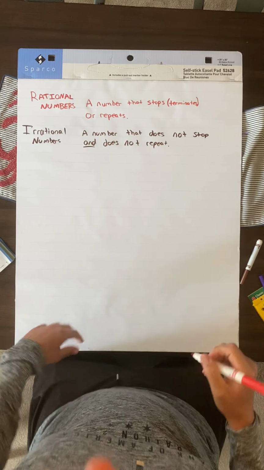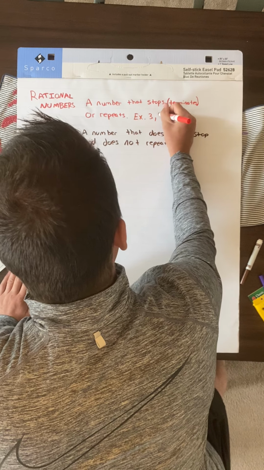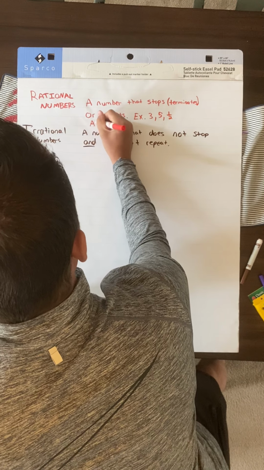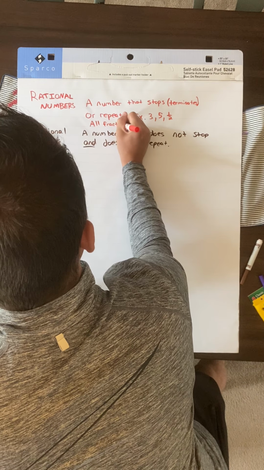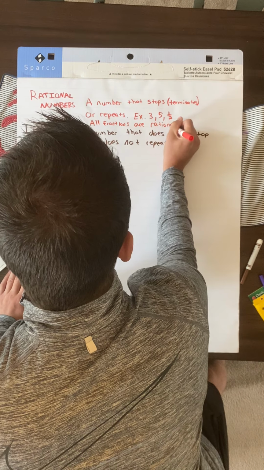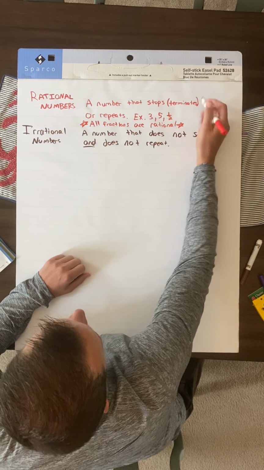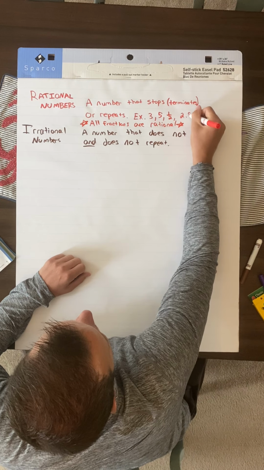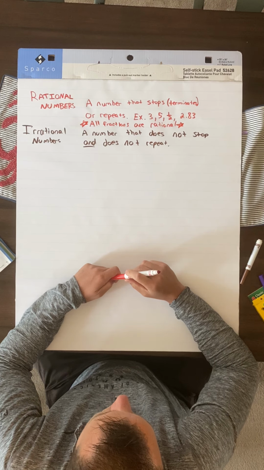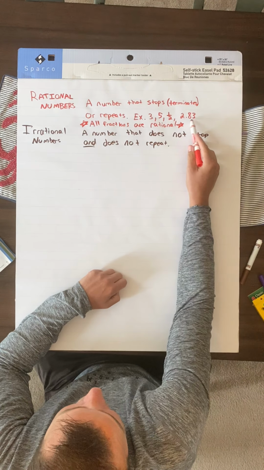All right, to write a couple examples down for rational numbers, that'd be like 3, 5, 1/2. All fractions are rational. What about 2.83? Do we think that's rational or irrational? All right, 2.83 is going to be rational with an R because it does stop.